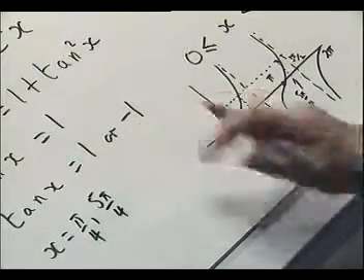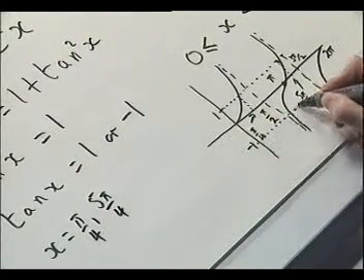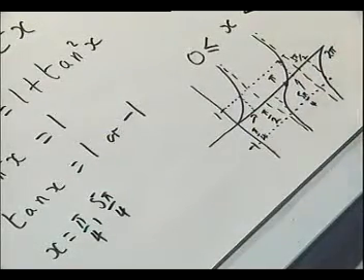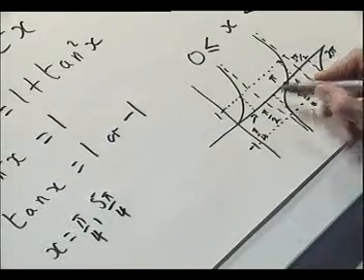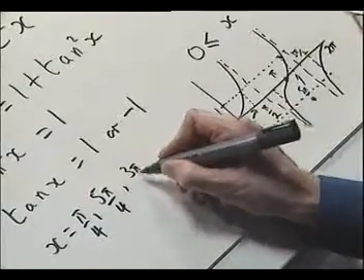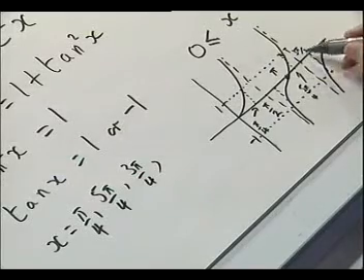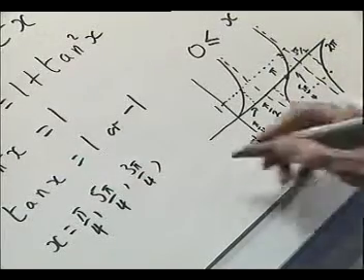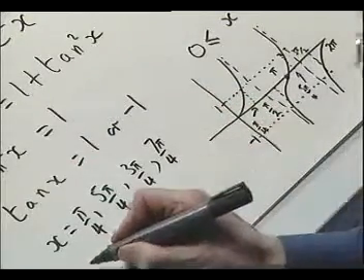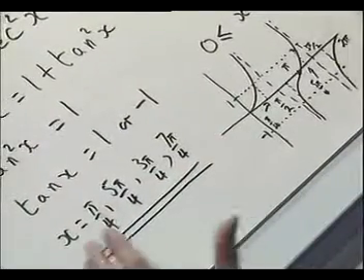And then we've got the minus 1. So let's go across at minus 1 till we meet the graph there and there. This is halfway between pi by 2 and pi, and so that's going to be 3 pi by 4. And this one is halfway between 3 pi by 2 and 2 pi, and so that's going to be 7 pi by 4. And so there are our 4 solutions to this question.